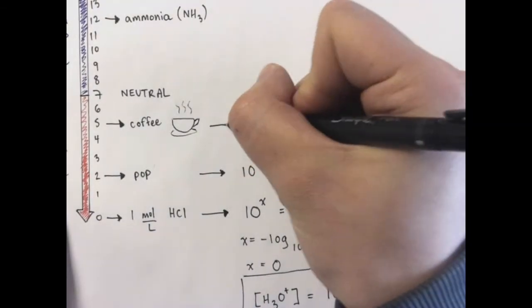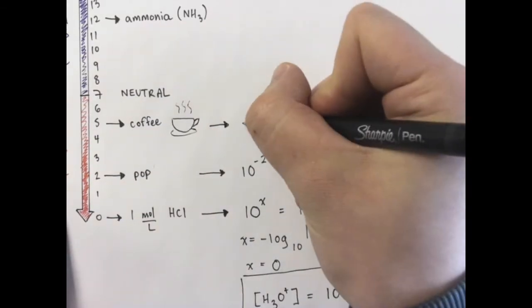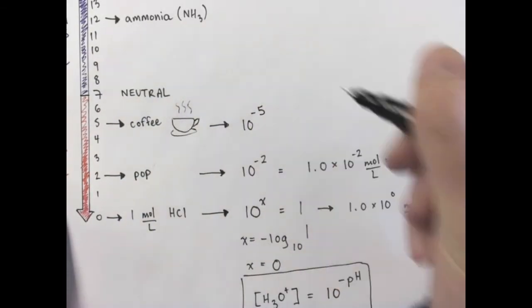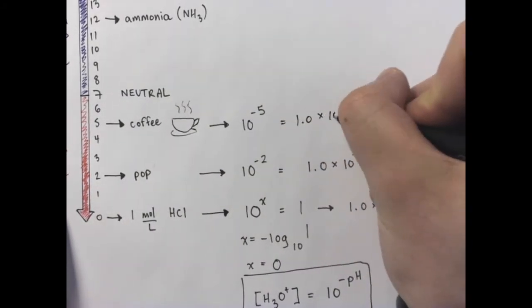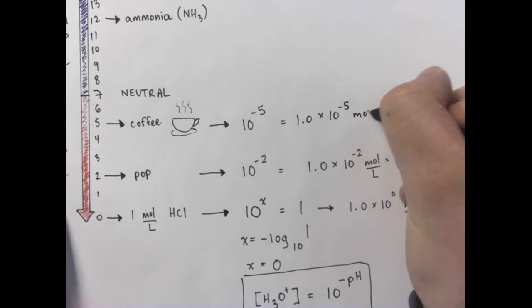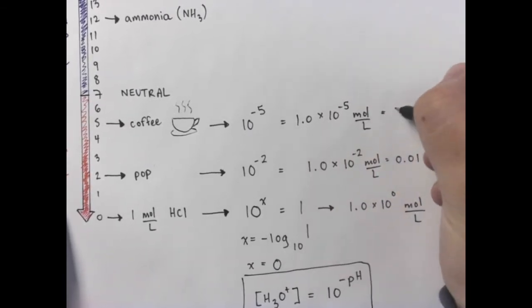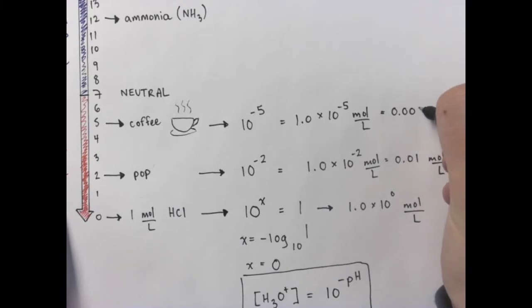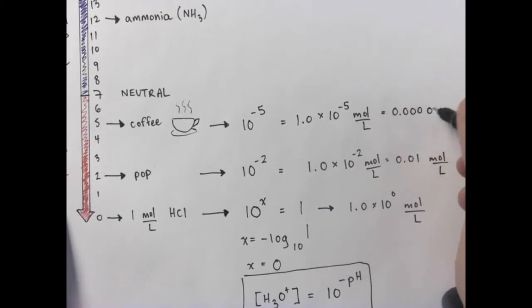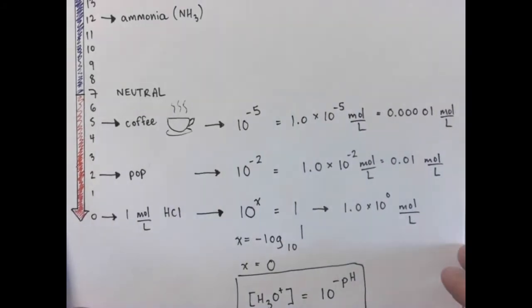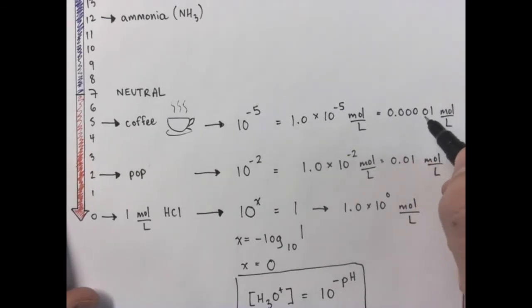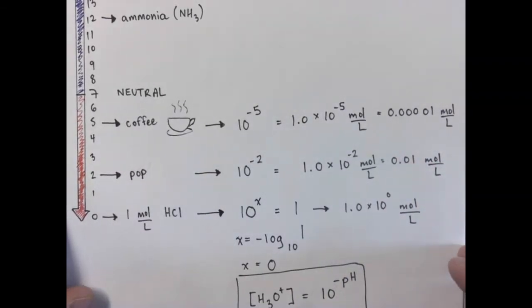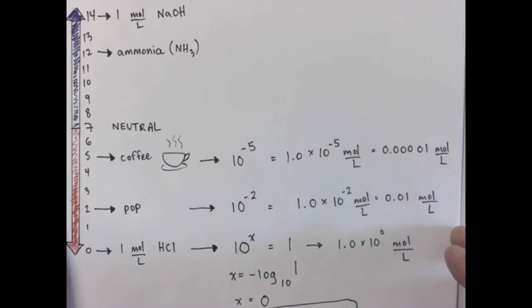Let's do one more for coffee here just to compare. Coffee would be written as 10 to the minus 5, which would be written out as 1.0 times 10 to the minus 5 moles per liter. Written as a decimal, 1, 2, 3, 4, 5. It looks like that. So let's just make sure. 1, 2, 3, 4, 5. Yeah, that's right. So how do these concentrations compare to each other?